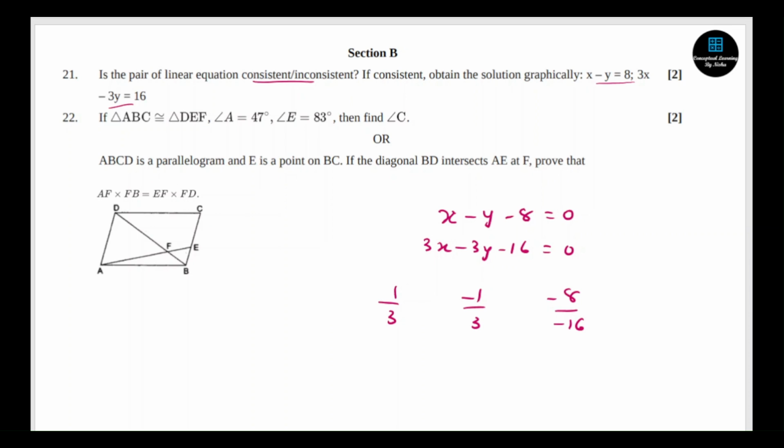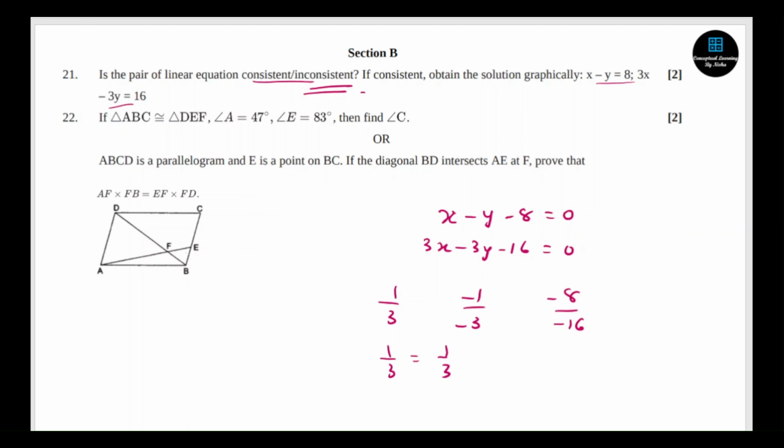So here 1 upon 3, this is minus 1 upon minus 3. So here 1 upon 3 equals 1 upon 3. So a1 upon a2 equals b1 upon b2 is not equal to c1 upon c2, means they are parallel. So parallel means which kind of solution? So we can say there is no solution, right? Inconsistent. Do you understand this? Remember?